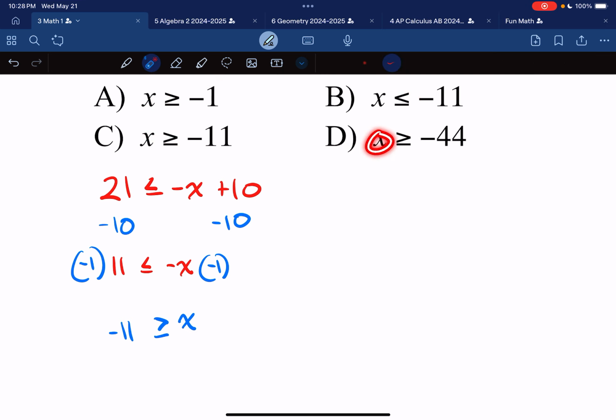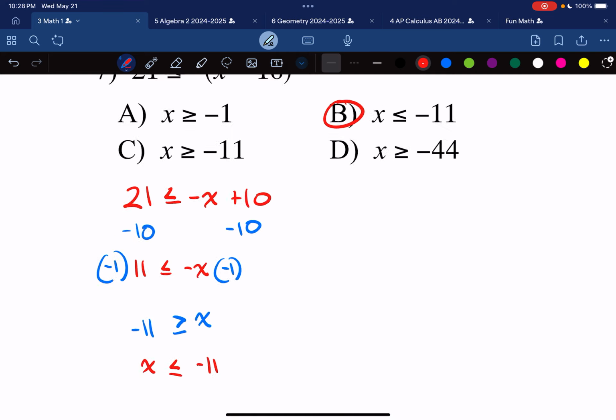All of these multiple choice answers have an x on the left, so we need to put our x on the left as well. When we put the x on the left, that means the -11 is on the right, and whenever we switch the sides, this sign also will switch from a greater than or equal to a less than or equal to, and our correct answer is going to be B.